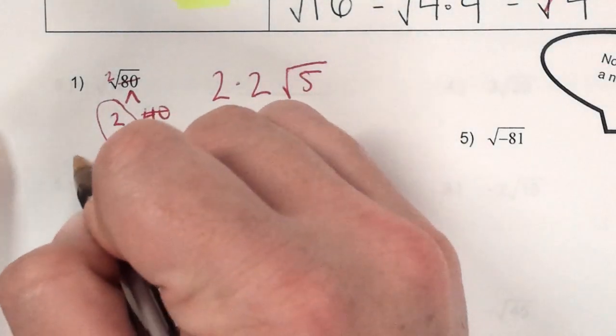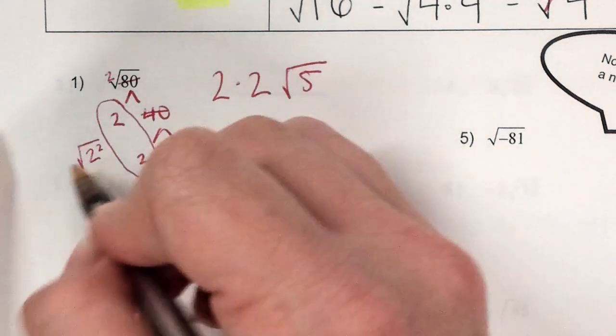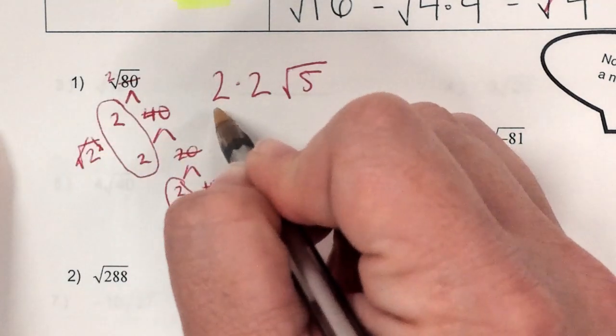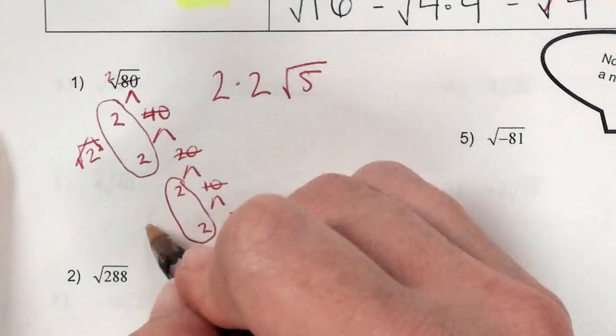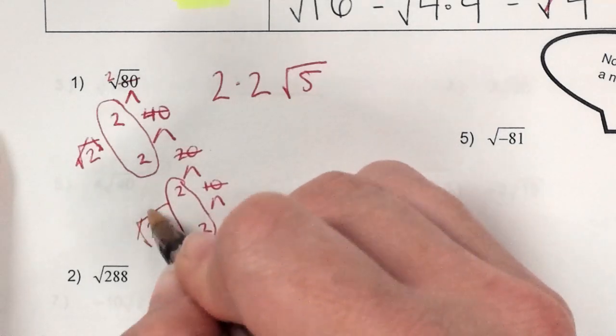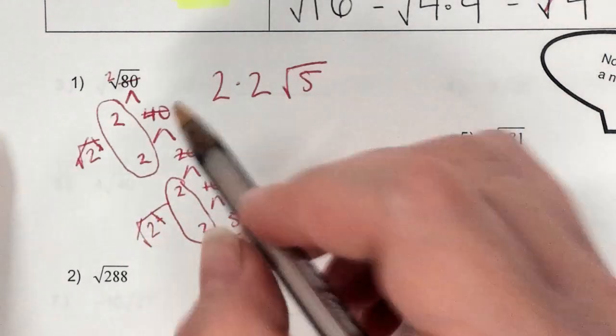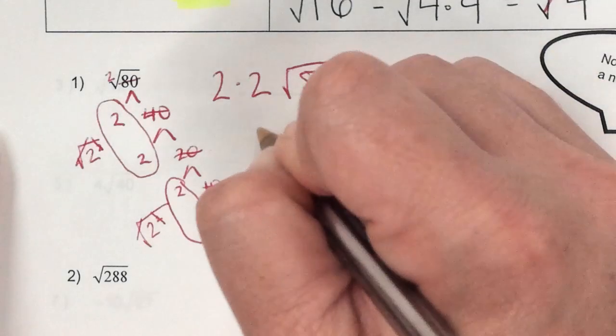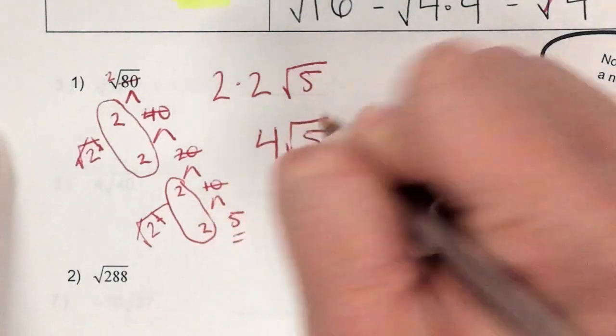The reason that works is because this is the same thing as saying 2 squared. Well, the square root cancels the square. That's why just a single 2 came out. Same concept, which you don't have to show this part every time. Single 2 came out. Well, what's 2 times 2? So I have 4 square root of 5.